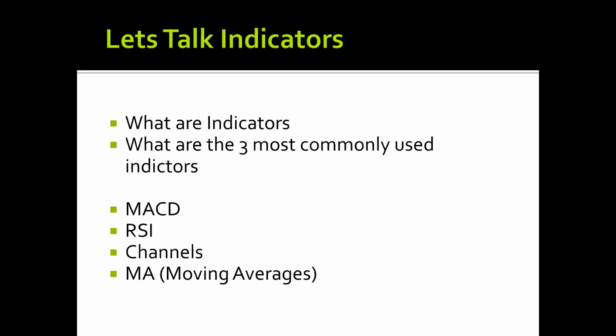So let's talk indicators. What are indicators? What are the three most commonly used indicators? Now, we say the three most commonly used. We've got MACD, RSI, and channels. And I've got a fourth one now added on, which is a moving average. And I want to show you how a moving average works as well. So there are three most commonly used, and the fourth one I would say is what I use, quite common.